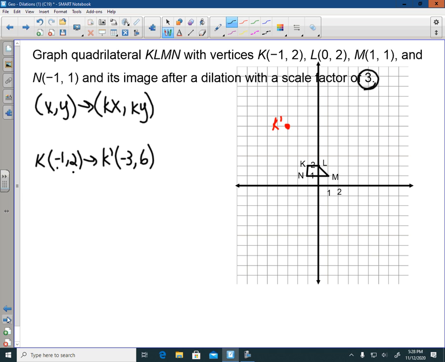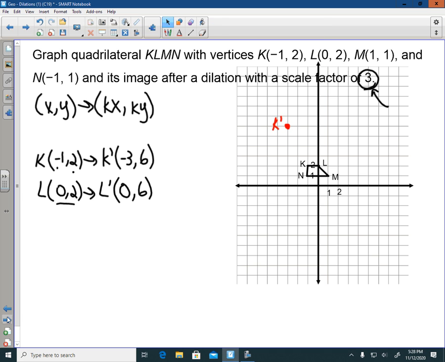Now we can calculate L, which lives at (0, 2). And we can find L prime by running it through the rule. What is 0 times 3? It's 0. What is 2 times 3? 6. You just take each of these values, multiply it by the scale factor, and you get your new point. So our new point, L prime, lives at (0, 6). So 0, and up 6. Here is L prime.